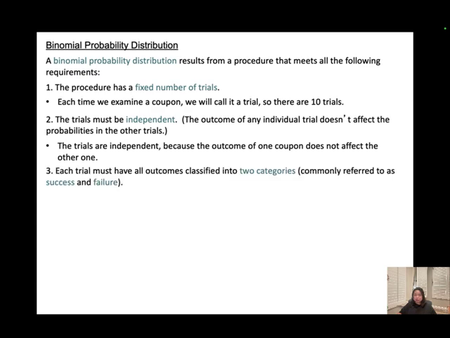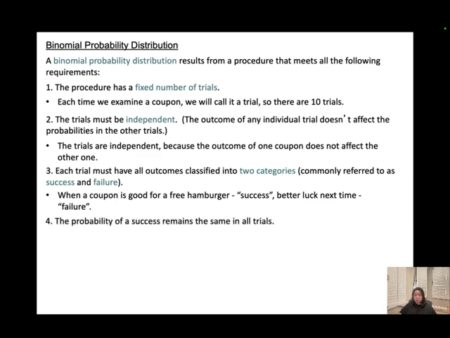Each trial must have all outcomes classified into 2 categories. You could refer to them as a success and a failure. It really depends on what you're looking for. For our example, we are looking for the probability that 3 of you get the free burger. So the free burger, we consider to be the success, and getting "better not next time" will be the failure. In our example, we only have 2 outcomes, right? Either get the free burger or "better not next time." So these are the 2 categories.